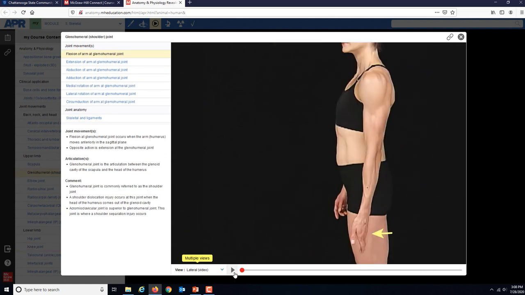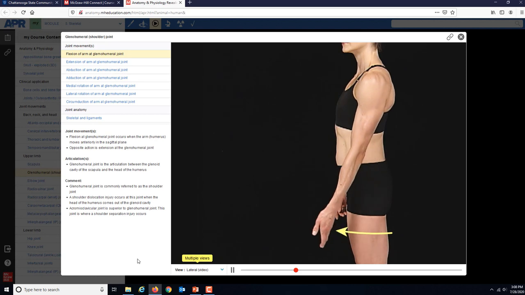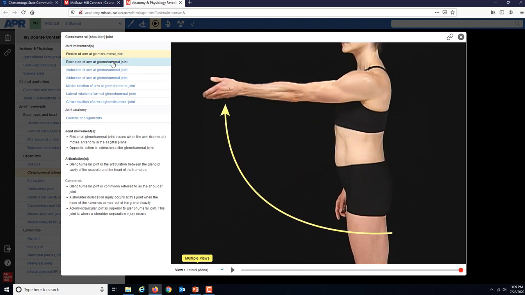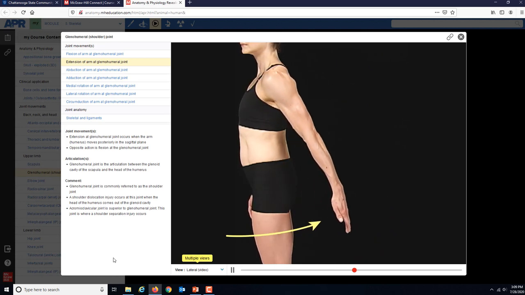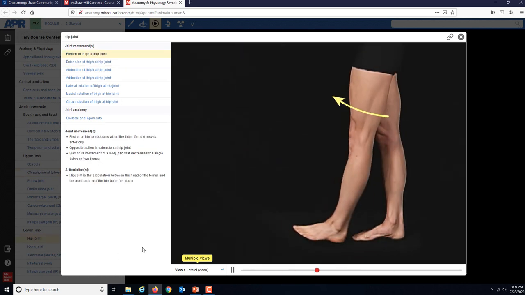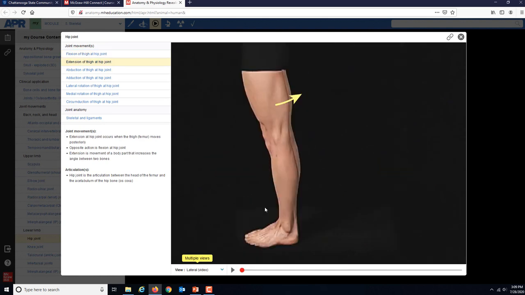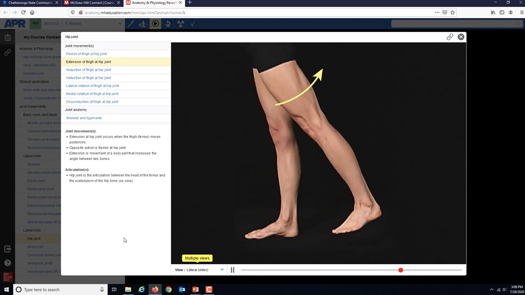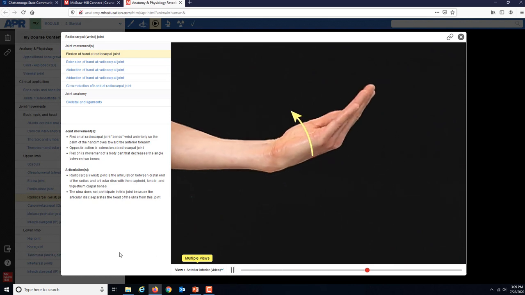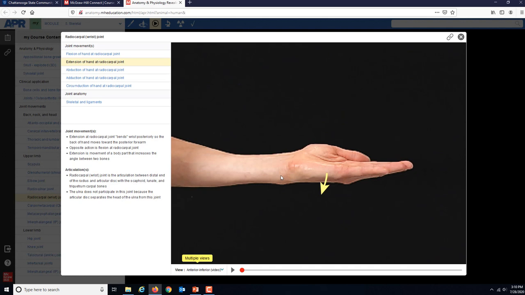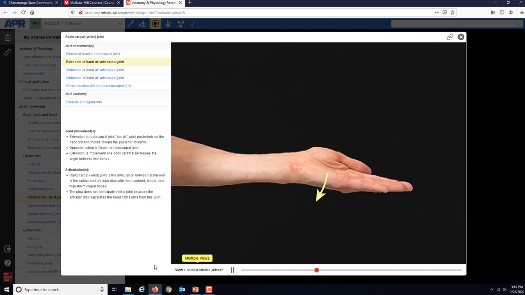If we looked at flexion of the arm, extension, you put it back in anatomical position, and then you can hyperextend. Flexion of the thigh, and then extension, put it back in anatomical position, and this would be hyperextension. If we look at flexion of the hand, this is extension. It's in anatomical position, and then this would be hyperextension.